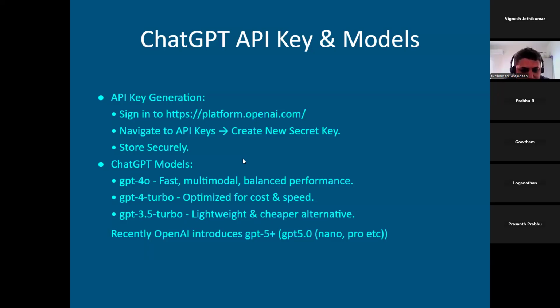And in ChatGPT, we have models for the engines. Previously we had GPT-4o. I prepared this session about 3 to 4 months back, when GPT-4o was the latest, and GPT-4 Turbo and 3.5 were the third latest models we had. And there is a difference in performance as well. 4o is fast, multimodal and balanced in performance, but 4 Turbo is optimized for cost and speed. The cost is very low, but 3.5 is lightweight and cheaper as well. So we use 3.5 Turbo only for development.